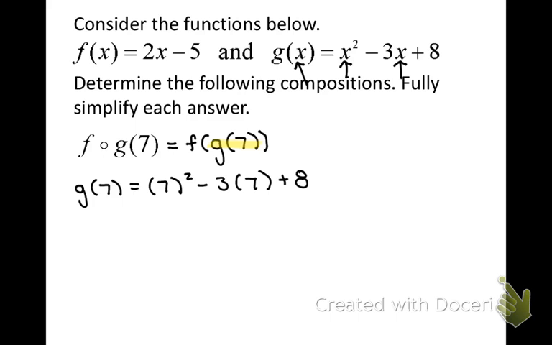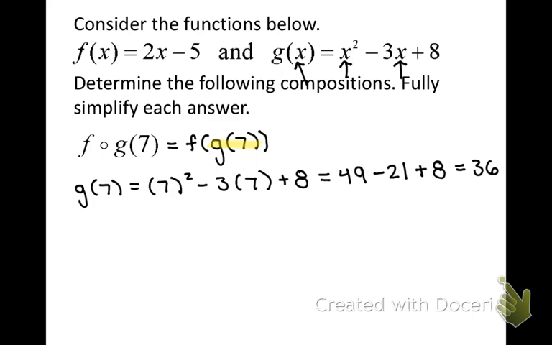Now, keep in mind, order of operations, I have to do 7 squared first. Then I'm going to have minus 3 times 7, which is 21, and then plus 8. So as I do this, I'm going to have 49 minus 21 plus 8, and now I can add these left to right, and I'm going to get 36.